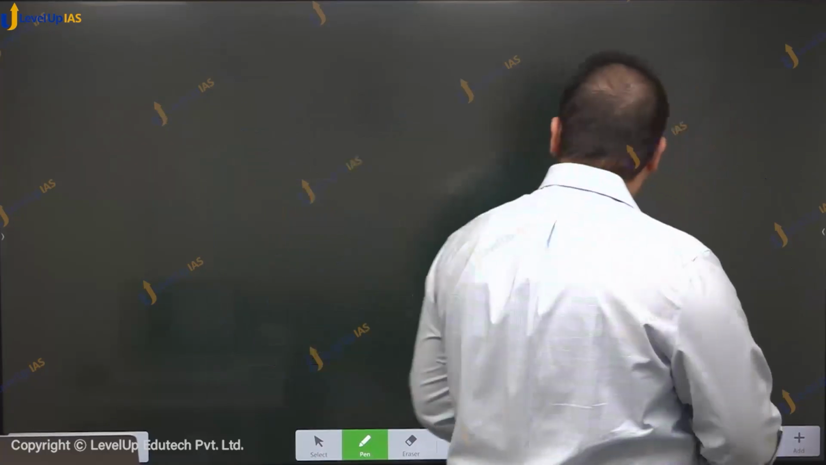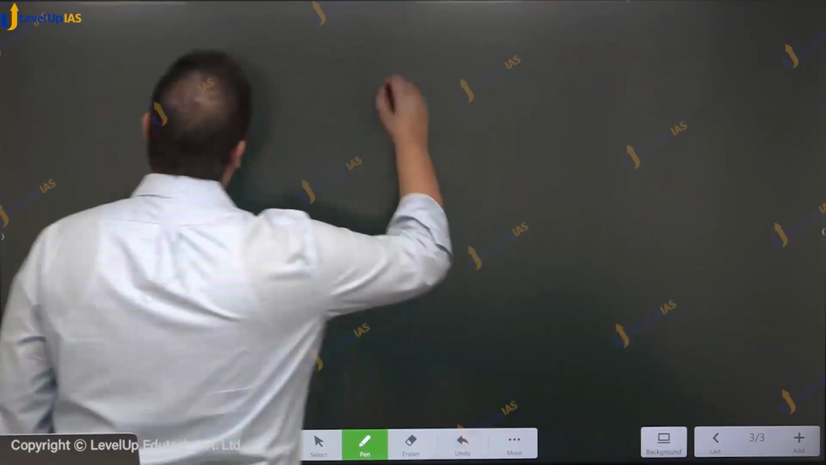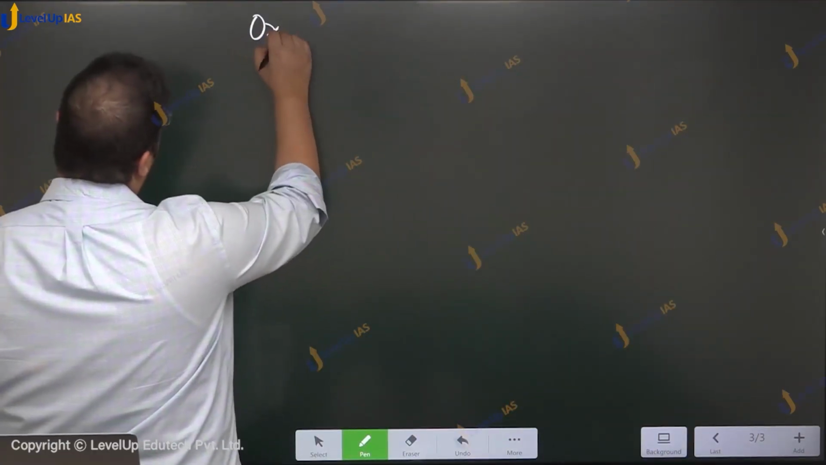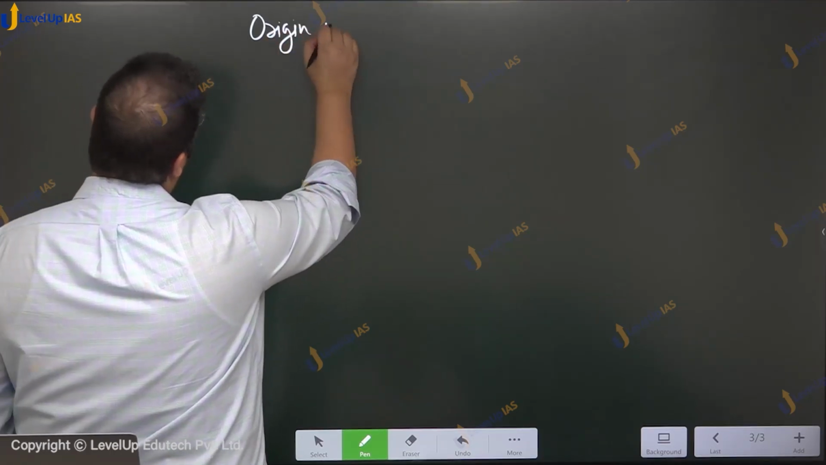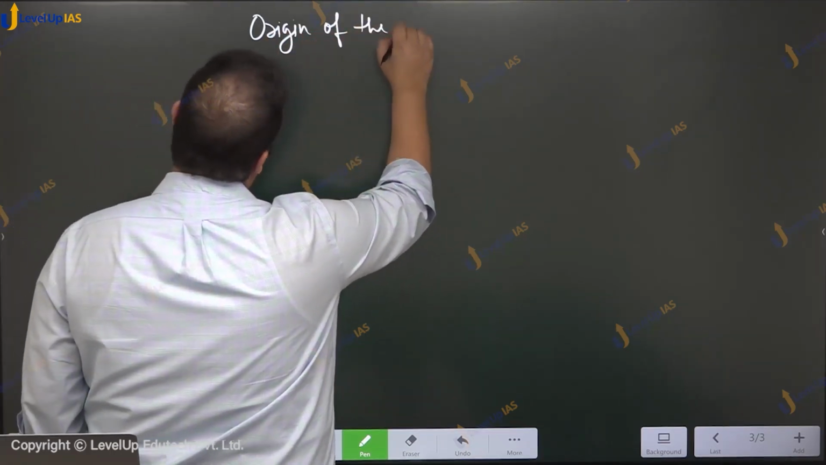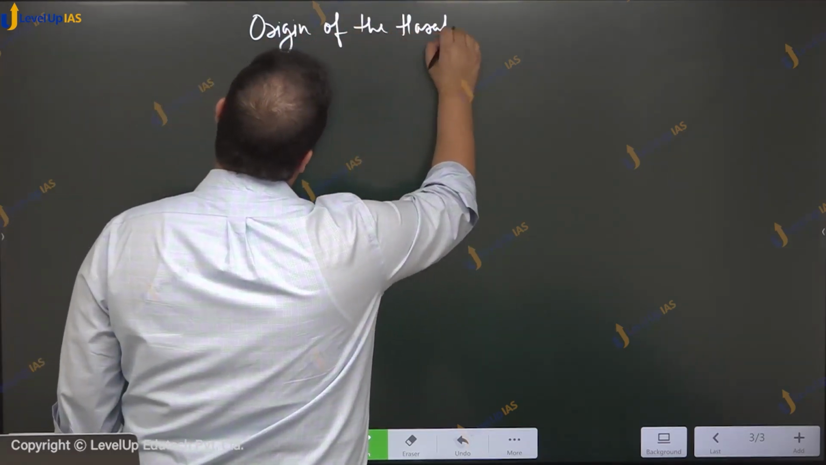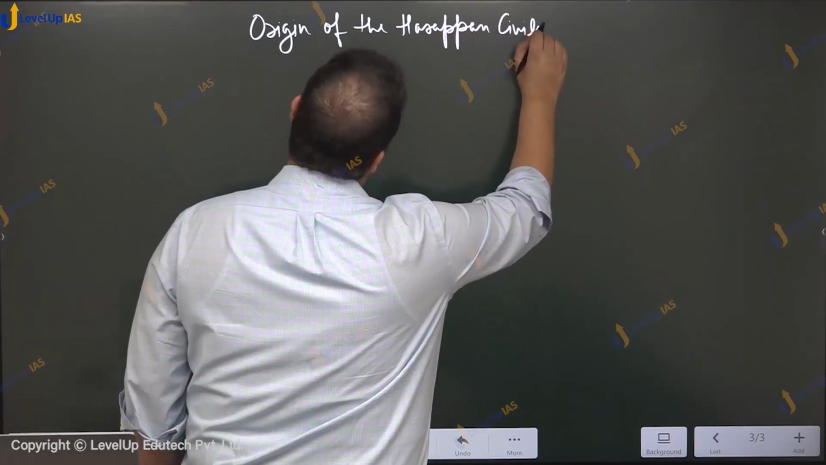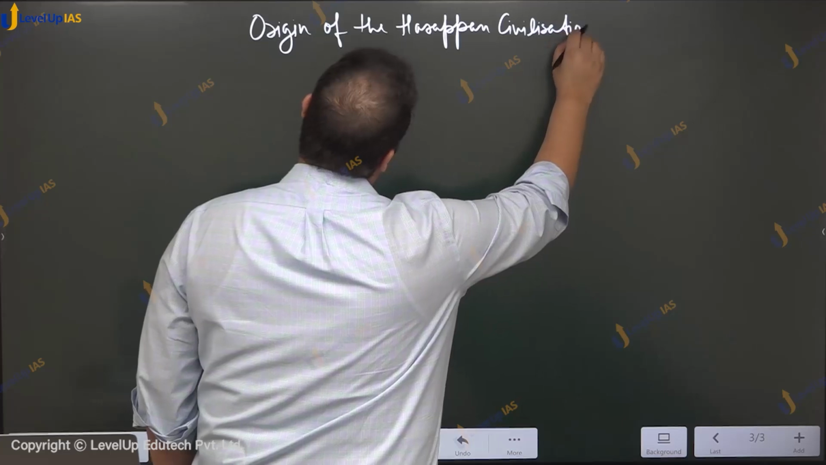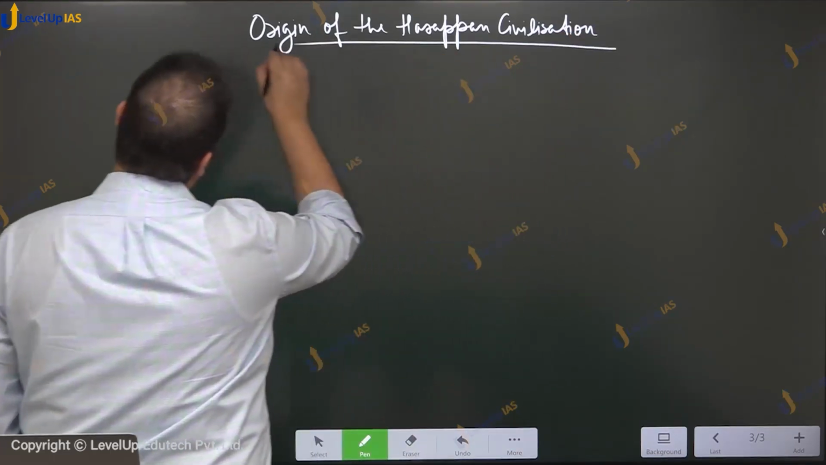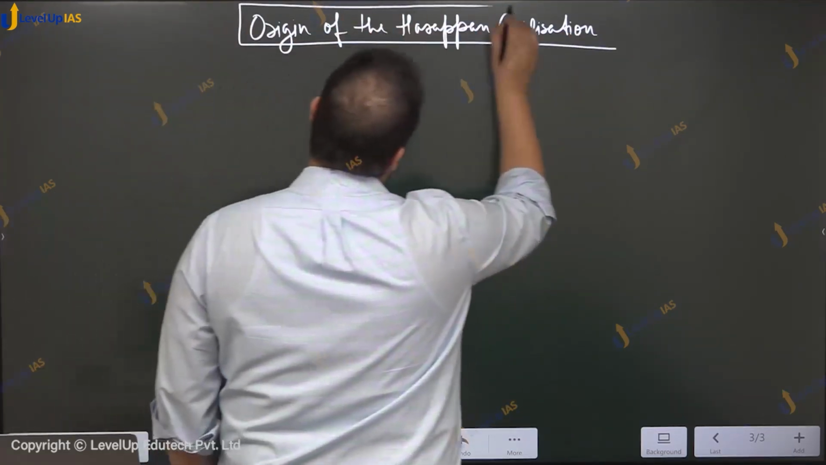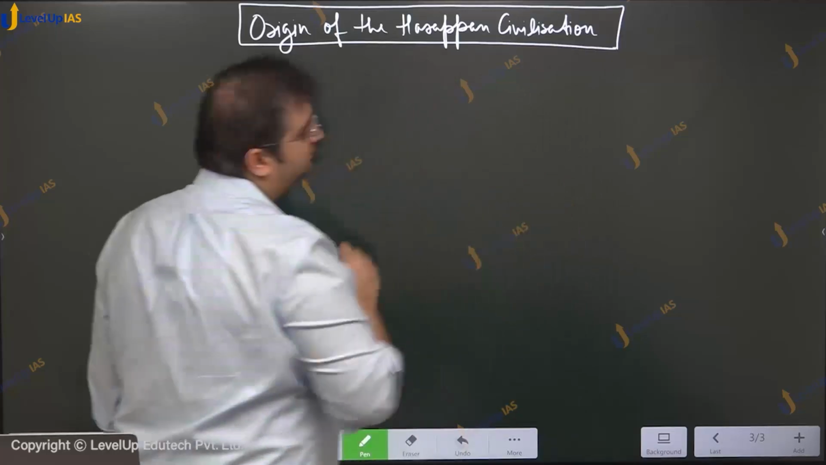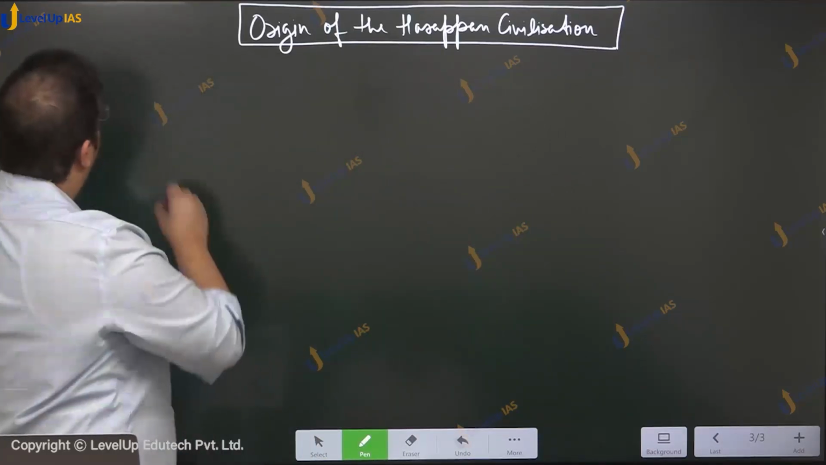Now, first of all, what do we have to address? The origin of the Harappan civilization. Write down.